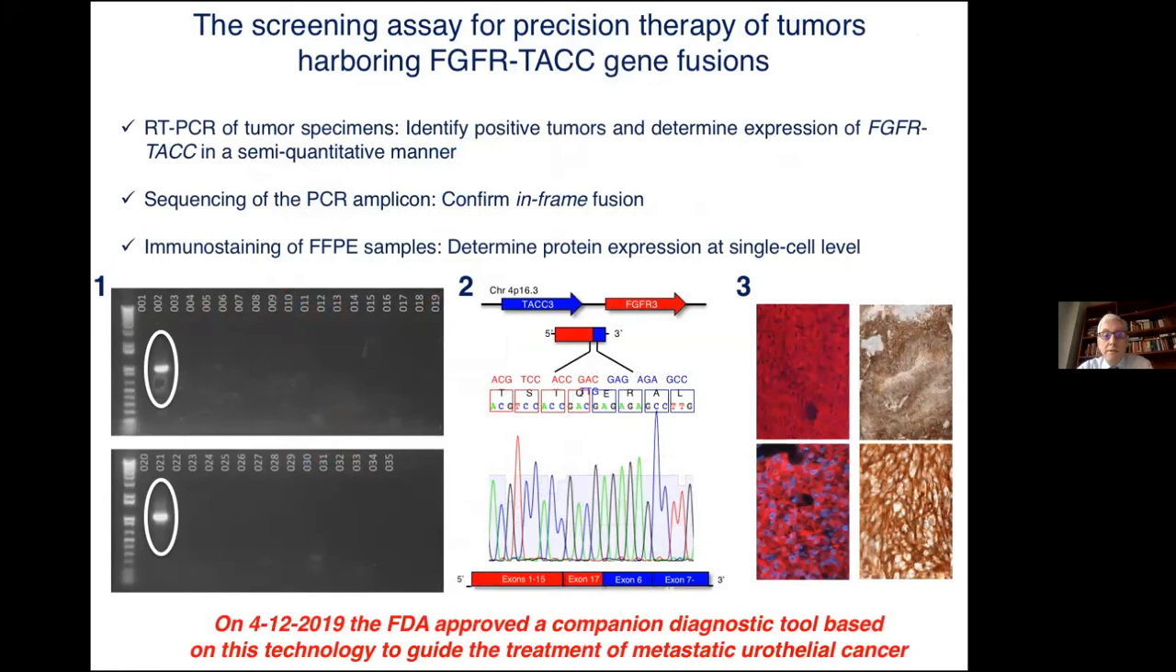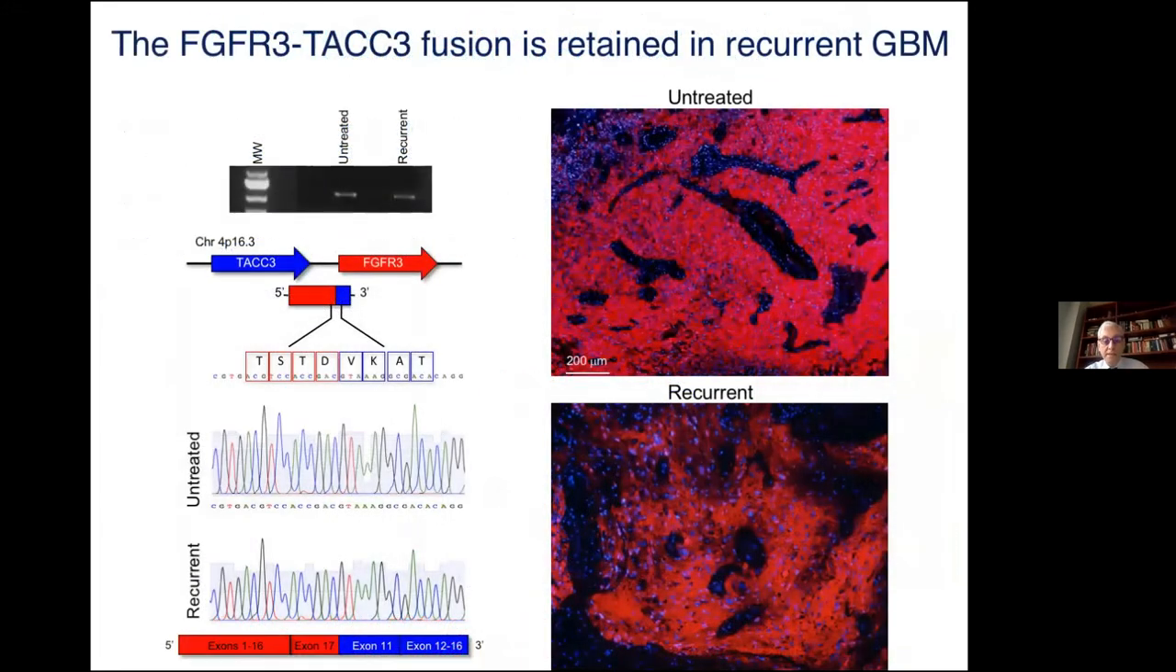So we recently developed a clinical grade screening assay for the identification of all the possible isoforms, all the possible variants of these fusions that have breakpoints in different positions of these two genes. This screening assay is based on an RT-PCR as well as on an immunostaining to highlight the pervasive expression of this fusion in essentially 100% of the tumor cells. This assay has recently been approved as a companion diagnostic by the FDA for treatment of urothelial cancer, which is one of the tumors with the largest fraction of these fusions.